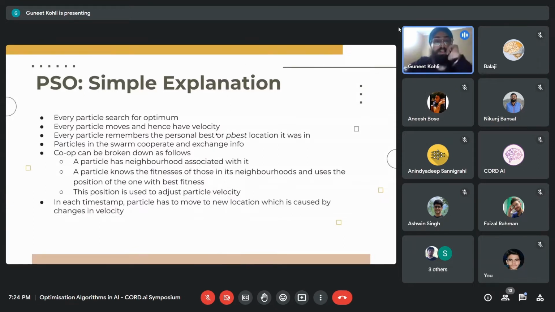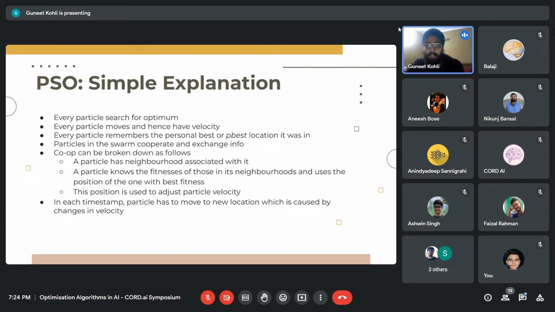Okay, so simple explanation of it. I was on the cooperation. I'm sorry again for the break. So the cooperation can be broken down as follows. A particle has a neighborhood associated with it. These are all controllable parameters that you'll find. So what is the neighborhood? It can be n number of particles. You can define that.